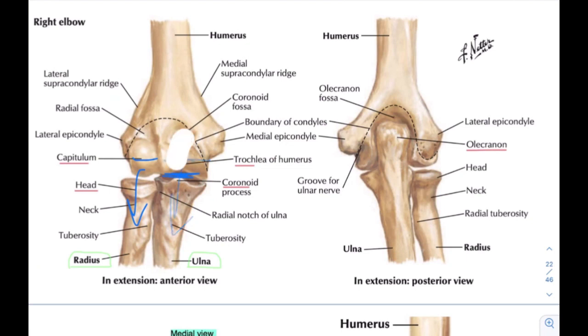And then we have some features. This part of the ulna is called the coronoid process. And by the way, this is an anterior view, I forgot to mention. And here in the posterior view, this is the ulna, this is the radius. This part of the ulna is called the olecranon. So anteriorly, this part of the ulna is the coronoid process, and posteriorly, this part is the olecranon. And then here we have the head of the radius.